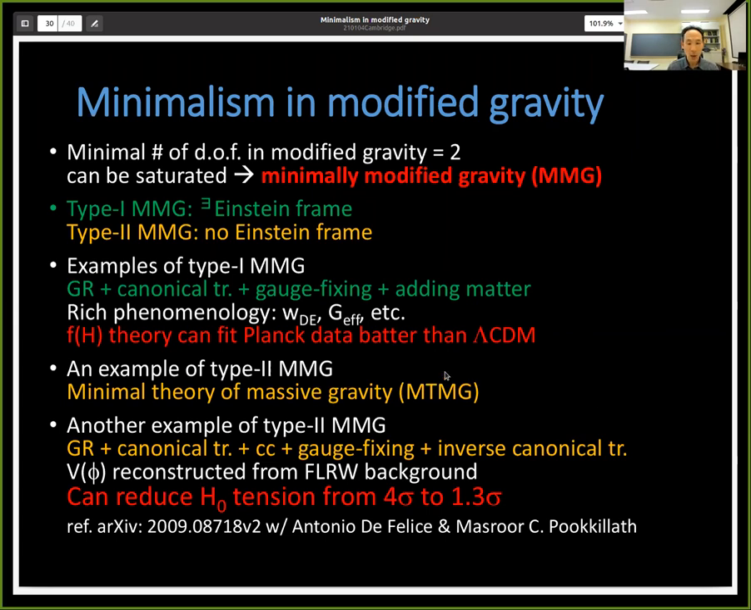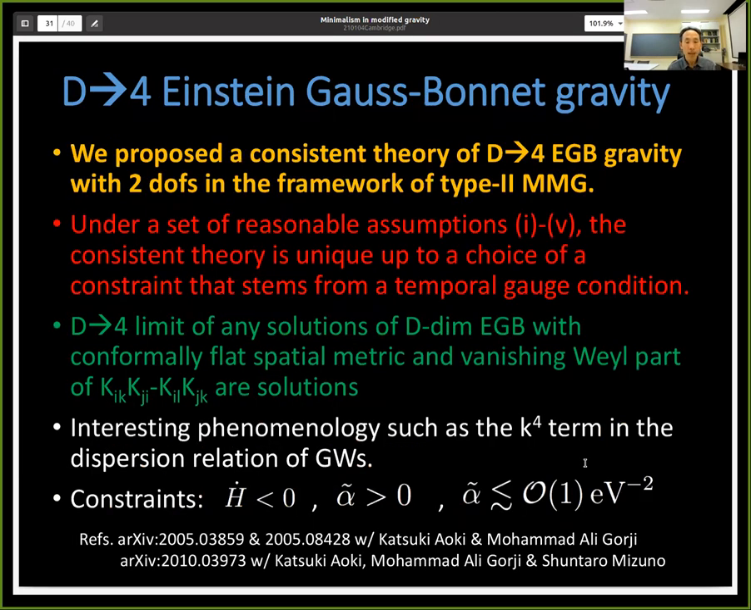And we have several examples of type 2 MMG. One example is the minimal theory of massive gravity. And another example is this theory that replaces lambda by a function V of phi. And the potential can be reconstructed from any Friedmann background. And this can reduce the H naught tension from 4 sigma to 1.3 sigma. And then I discussed the D to 4 Einstein-Gauss-Bonnet gravity. And we proposed a consistent theory of D to 4 Einstein-Gauss-Bonnet gravity with 2 degrees of freedom in the framework of type 2 MMG.